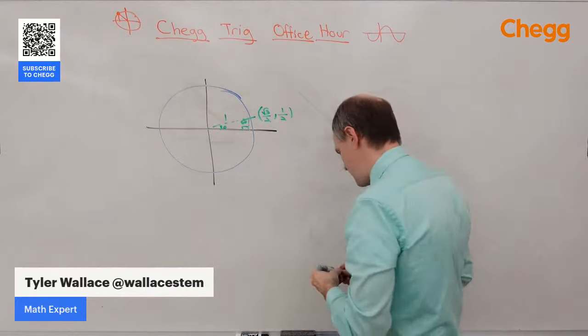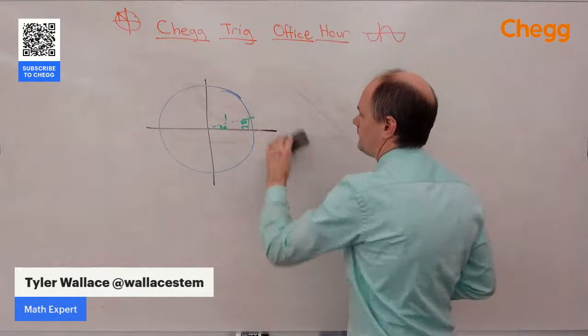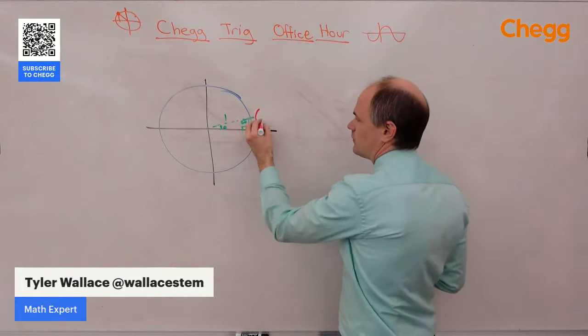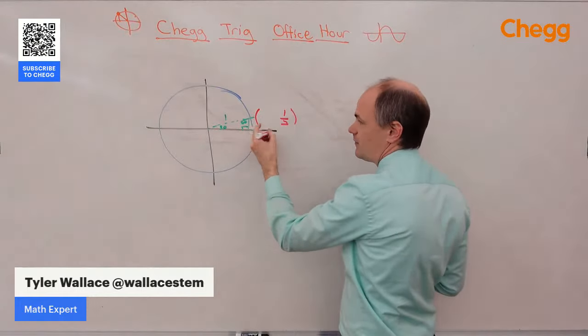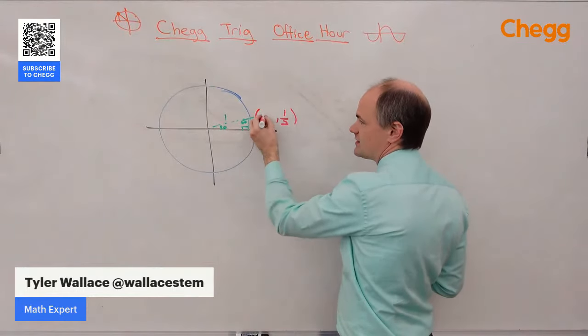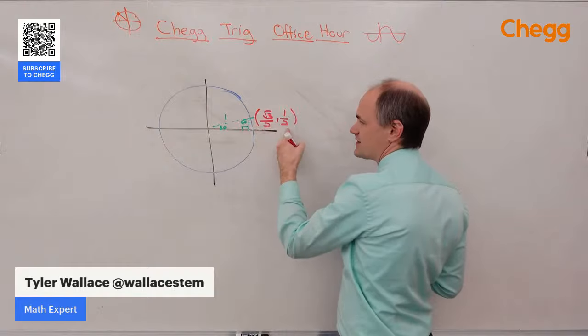Ooh, that green doesn't show up very well. Let me change colors. So we have a height of 1/2, half of that hypotenuse. And then this long distance is the square root of 3 times that 1/2.